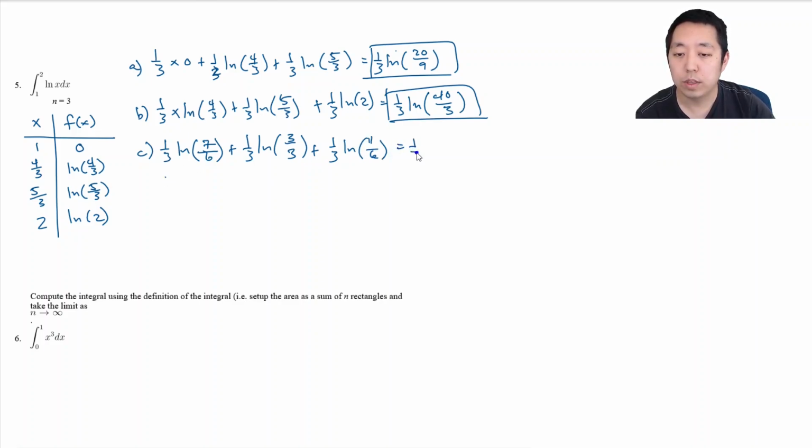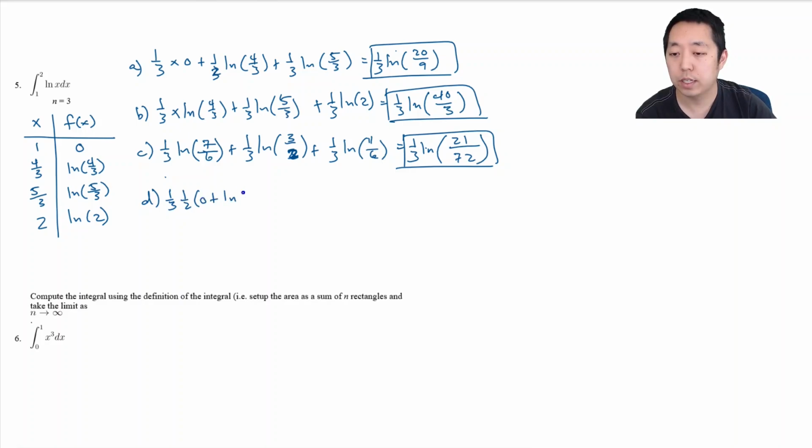So that would be 1/3 ln of, I would just multiply, sorry, this is 3/2. Multiply all these out. 21 over 72, something like that. I could technically take out a 3, but that's fine. Trapezoid rule, I'm going to do the height times average of the base.